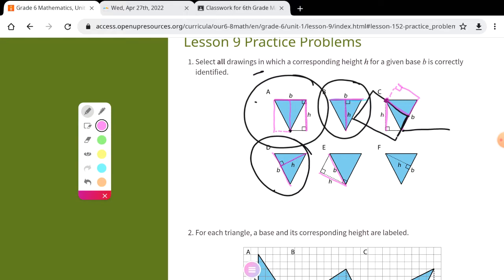I always try on these ones, I always make that bottom side flat. So if that's my base, I turn my paper to where it looks more like this, where the base is down here and it's flat. That just makes it easier when you're working it. And you guys can rotate your paper. I can't rotate my board.